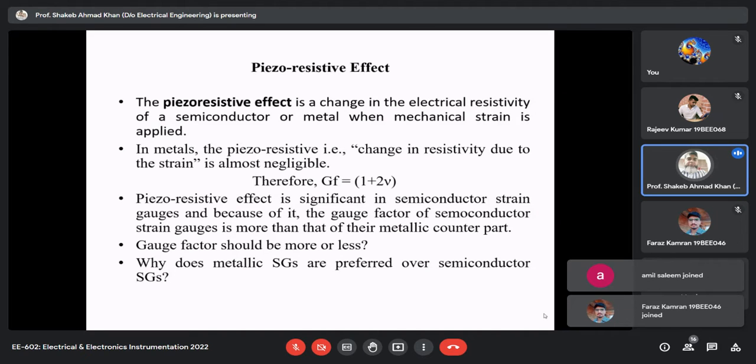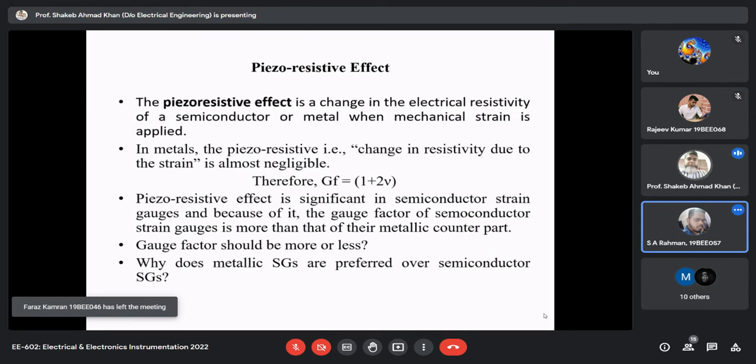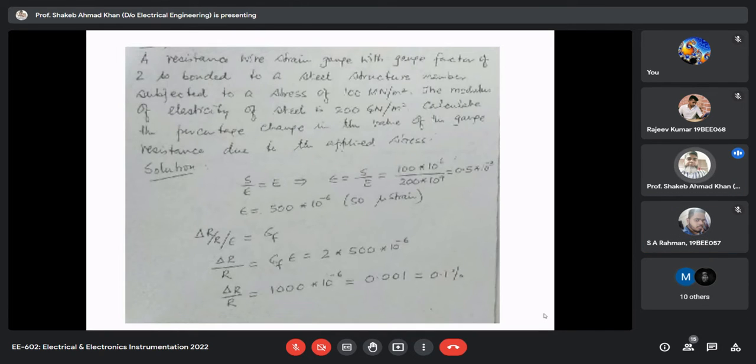I hope I was able to convey the reason. Yes, sir. Understood, sir. Then you solve this problem in the last turn. If anybody has any question regarding this problem or this example, you can ask, please.